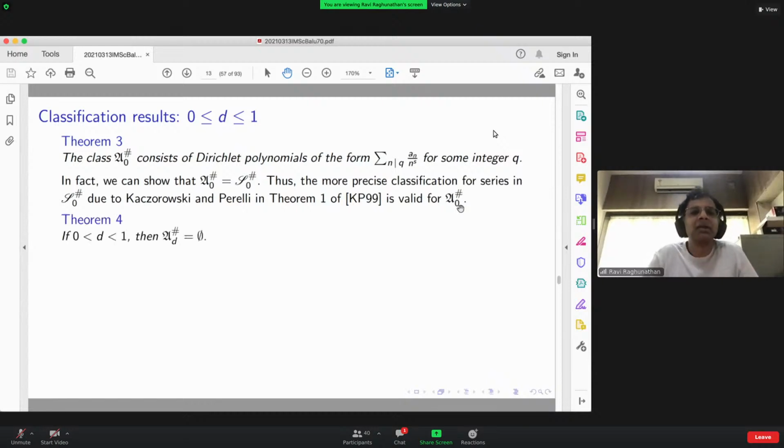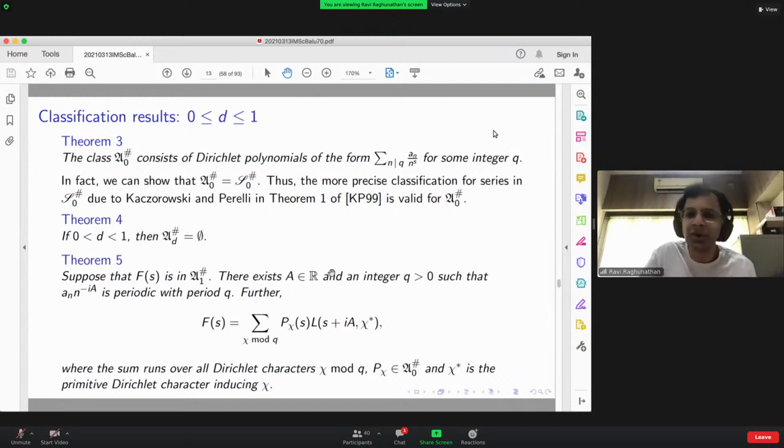Okay. And we can also prove that between 0 and 1, there are no series. Not a surprise. And here, the proof follows older results. So theorem 3 actually, in some sense, requires a little more work than theorem 4. There are no series of non-integral degrees between 0 and 1. Right? So that's the theorem.